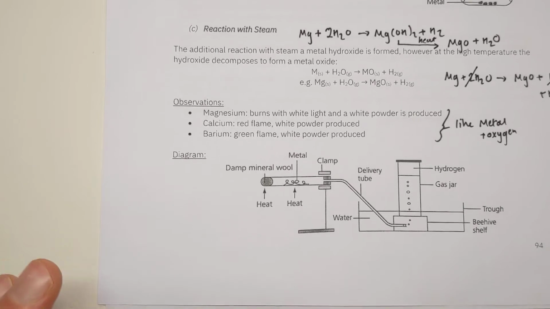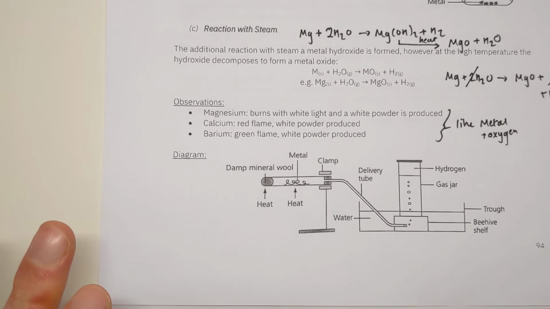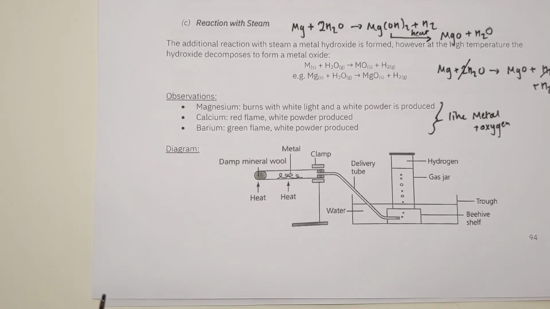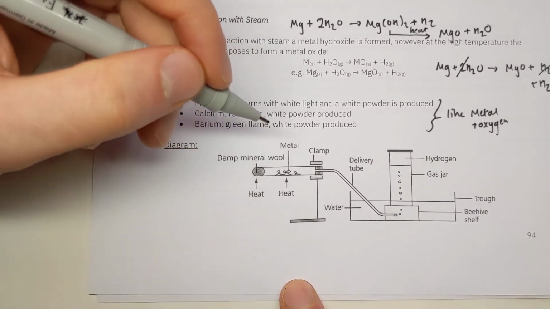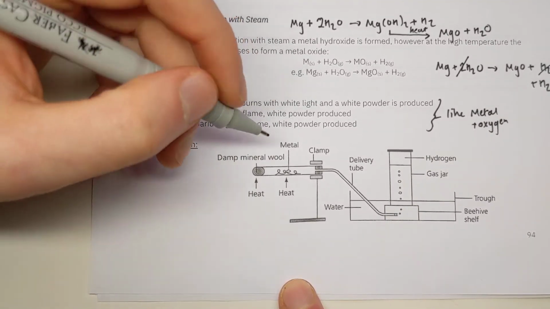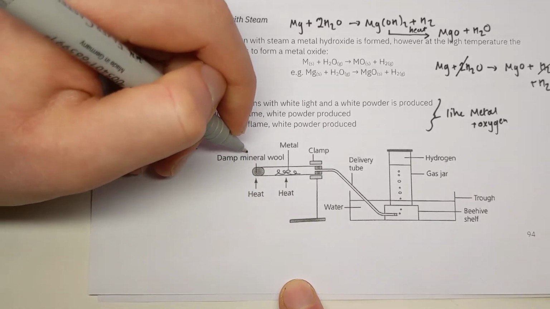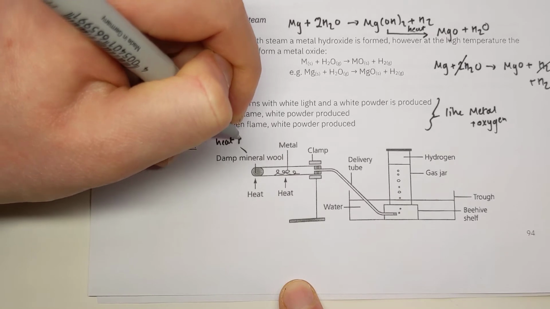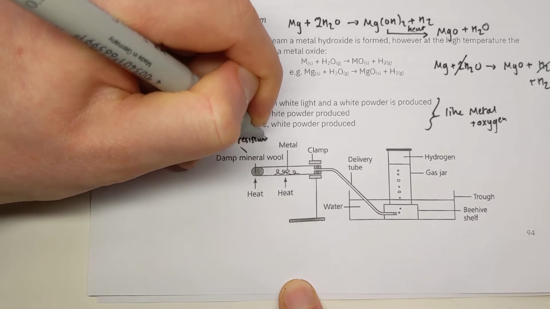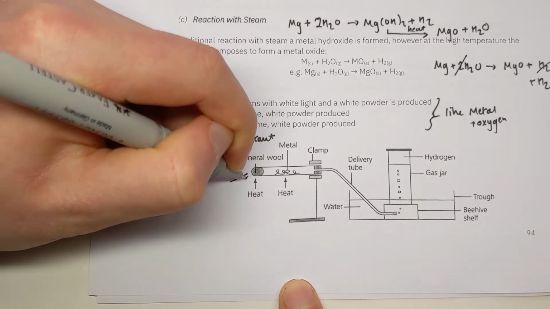The diagram here is a little bit more complicated. Again, you should recognise it from last year. A couple of wee points to bring up. Just the presence of the damp mineral wool. Obviously in this reaction you need steam. Steam requires you to heat water up. So you soak some mineral wool. Mineral wool is like cotton wool but it's heat resistant, so it's not going to go on flames. If you heat it up, you're going to make steam.